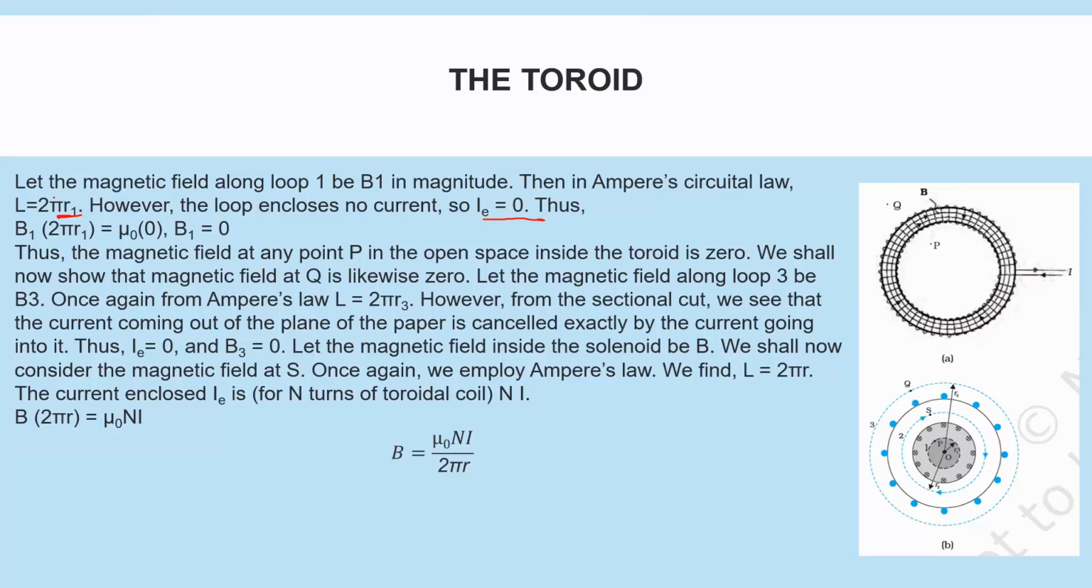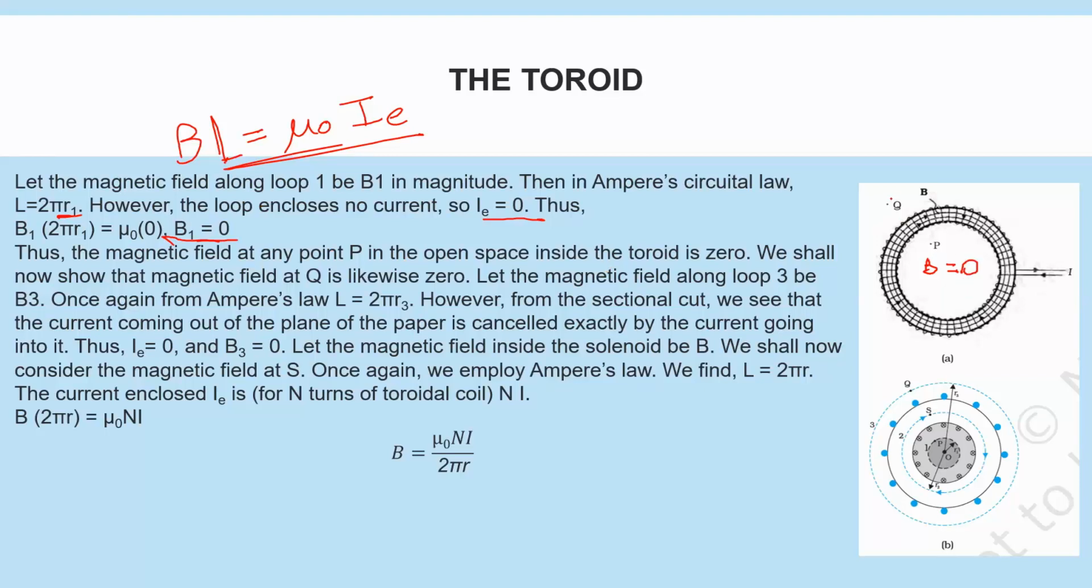So what will be your B1? If you remember, we had taken BL is equal to mu0 IE. So this is the Ampere's circuital law for a loop we are considering. So B L equals mu 0 times I, and since we already said I is equal to 0, this is 0. So B1 is 0. We have already seen, and we have already said, that for a toroid the magnetic field inside the toroid is going to be 0. So in the open space inside the toroid, the magnetic field is 0.